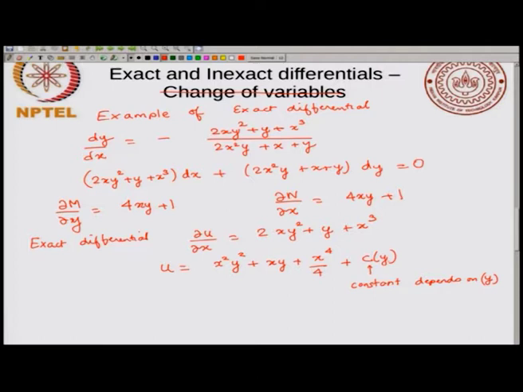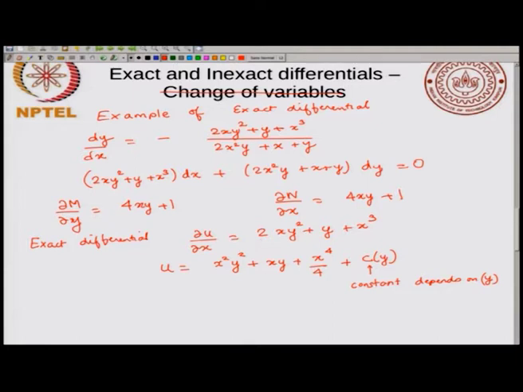Okay. So, I should write c of y, because I had a partial derivative with respect to x. Any function of y, if I take the derivative with respect to x, will go to 0. So, if I have this, you can verify that a derivative with respect to x will give me exactly the above equation. Okay. So, this is a form of u.